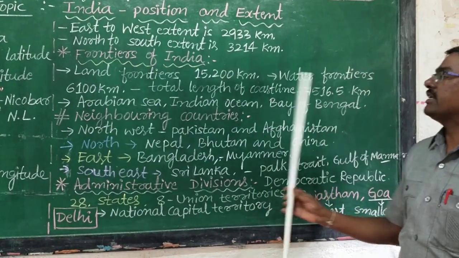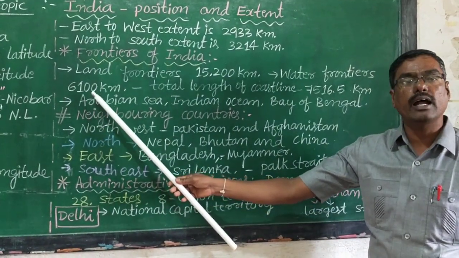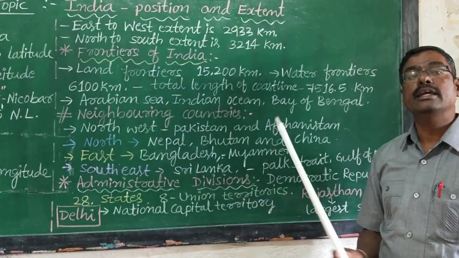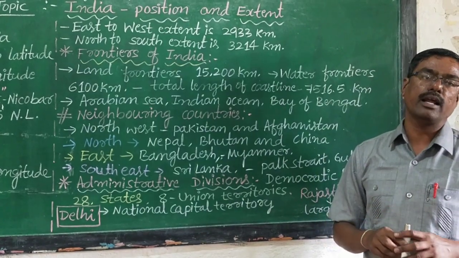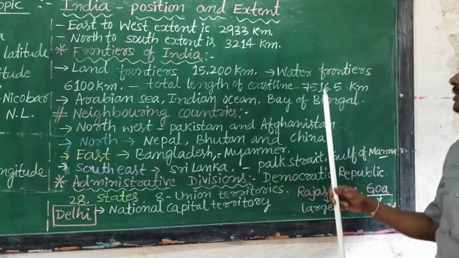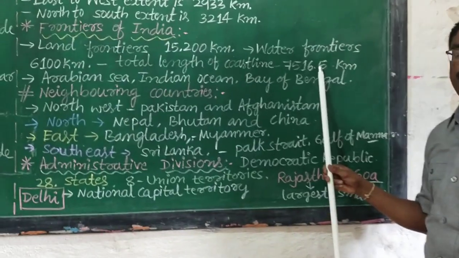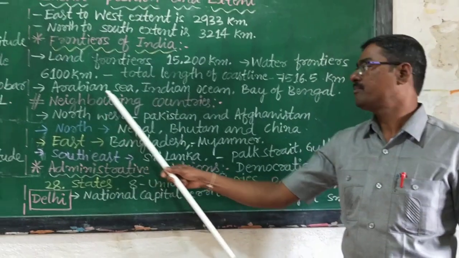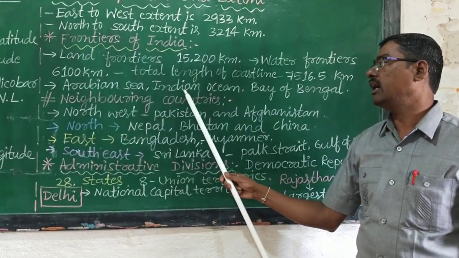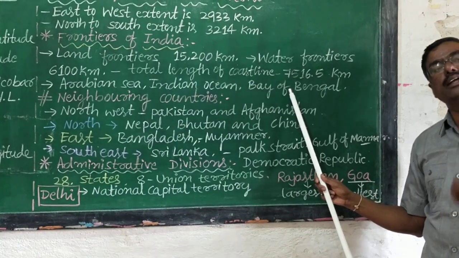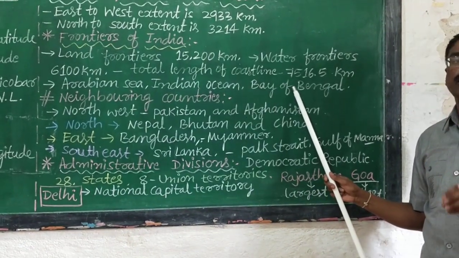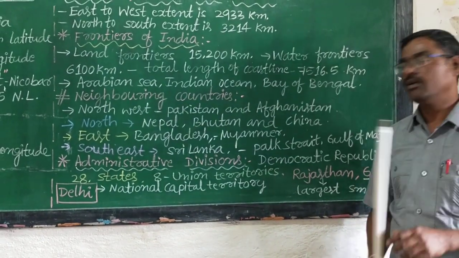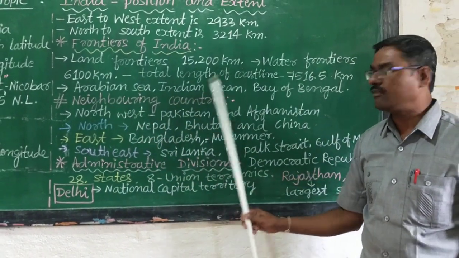The water frontiers of India is 6,100 kilometers. The total length of coastal line including Andaman Nicobar and Lakshadweep is 7,516.5 kilometers. Arabian Sea in the west, Indian Ocean in the south, Bay of Bengal in the east are the water frontiers or natural frontiers of India. Now let us understand neighboring countries of India.